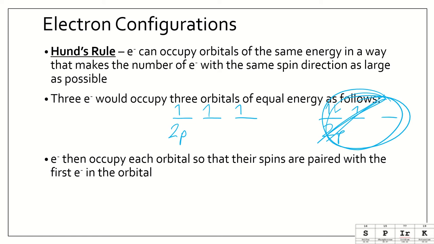So electrons then occupy each orbital so that their spins are paired with the first electron in the orbital. For example, let's say we needed to put 5 electrons in the 2p. So here are my 2p orbitals. We fill 1, 2, 3, then we go back, 4, 5. So fill all the orbitals first in that energy level, then go back and start pairing them with the opposite spin.